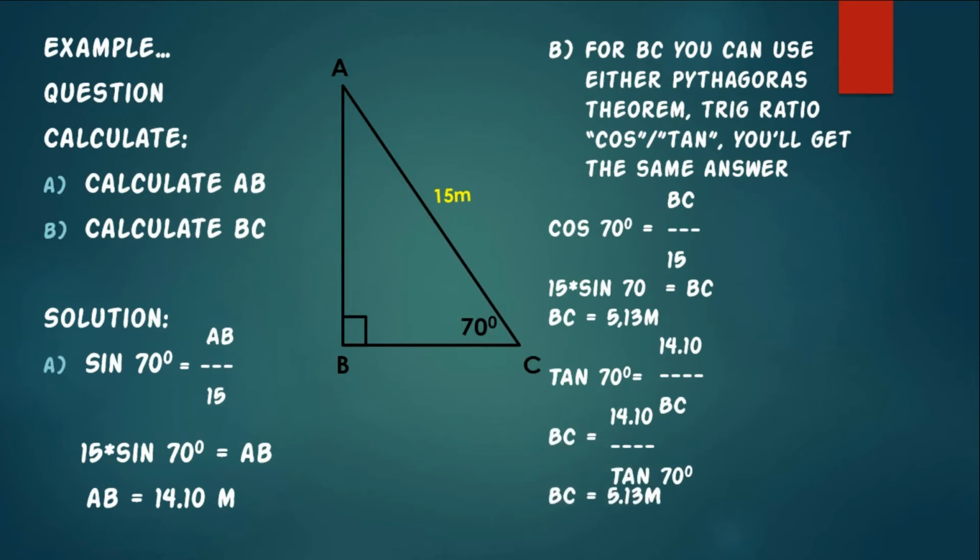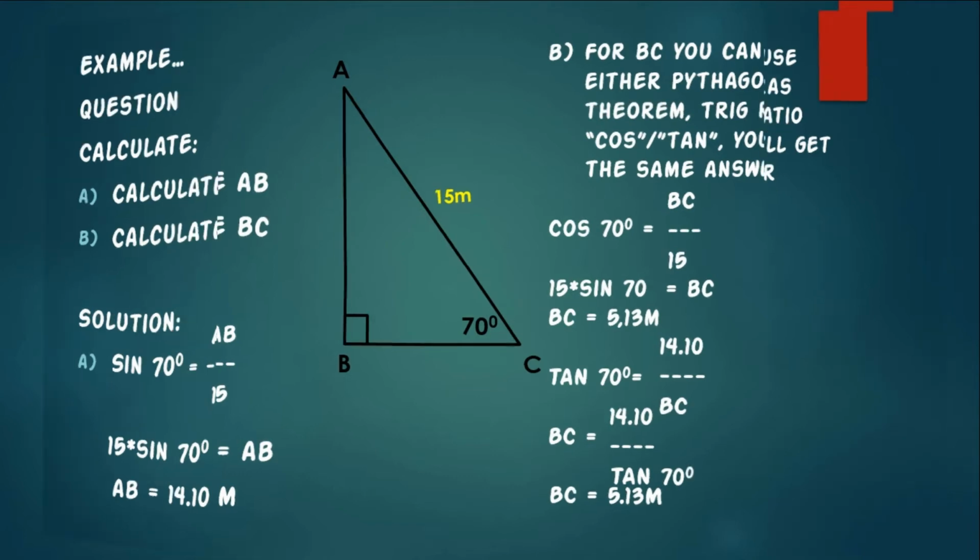Even if you use the Pythagoras theorem, you are going to get 5.13. We're just doing the examples. You will understand more when we go to the questions. Now I'm just passing by, showing you how to calculate it. So let's move forward.